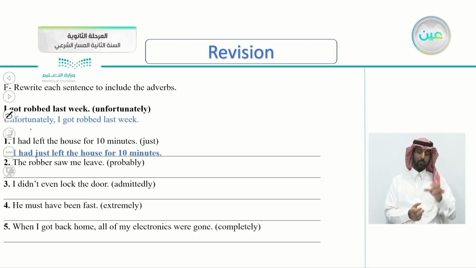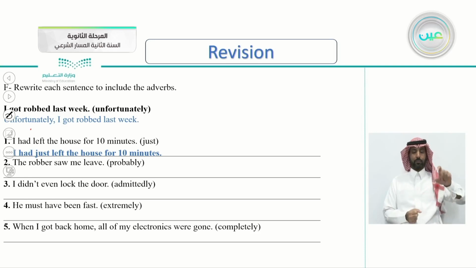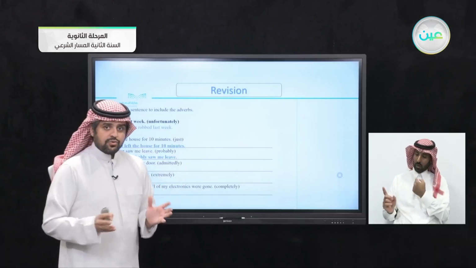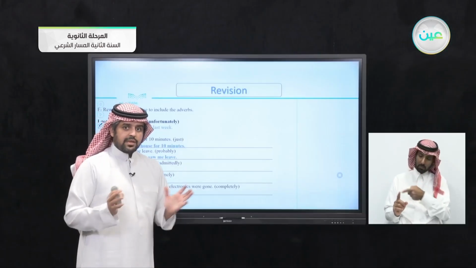Very good. Let's see the answer here. If I had just left the house for 10 minutes. So it came before the verb left. Number two, the robber saw me leave, probably. Yes, excellent. The robber probably saw me leave, which means that I'm not sure, maybe, probably that he saw me leave.